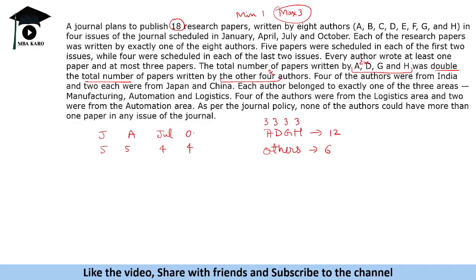Okay, and the remaining we do not know. So 4 people wrote six papers. It could be 1 and 2, but A, D, G, H wrote 3 papers each. Okay, 4 authors from India, 2 each from Japan and China.